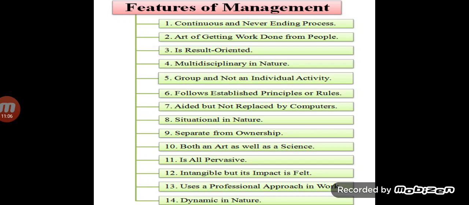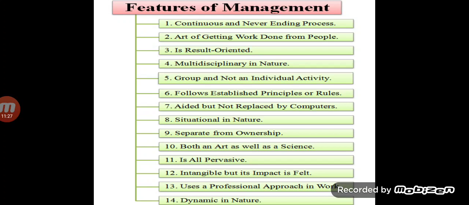So ultimately we can say that there is a fixed goal, and as per the goal, management performs. That's why management is a goal oriented activity, or a result oriented activity. Without a goal, without a result, we cannot decide the management.